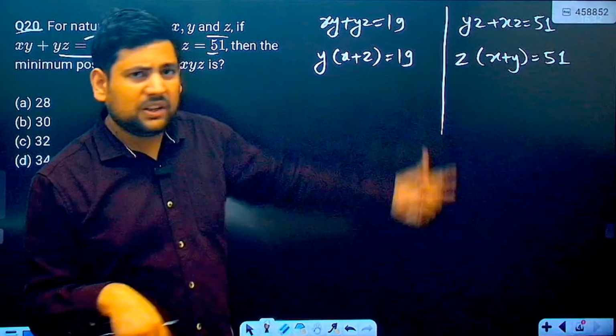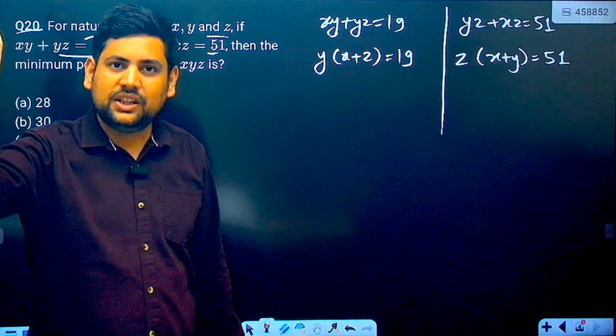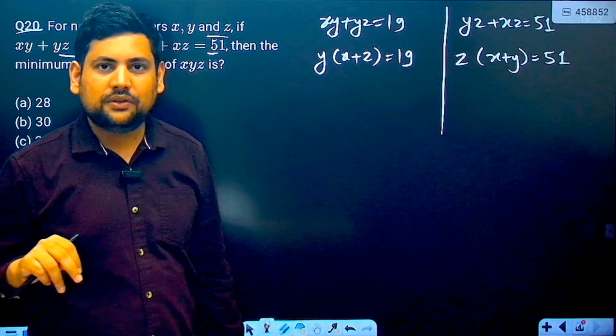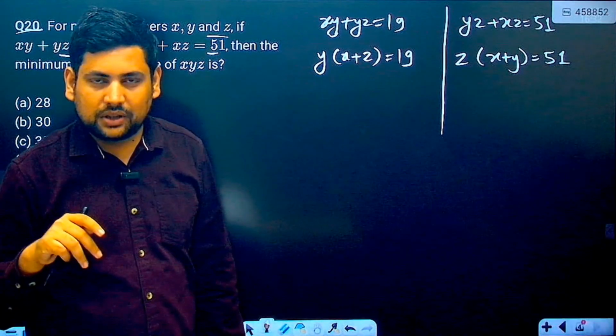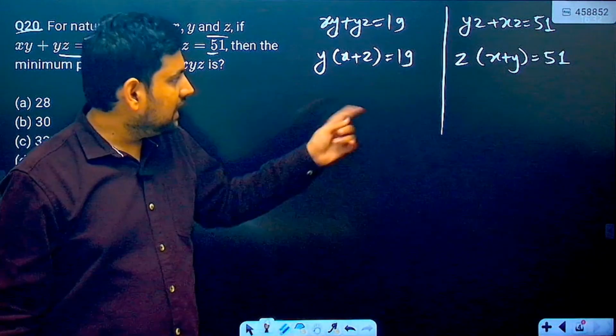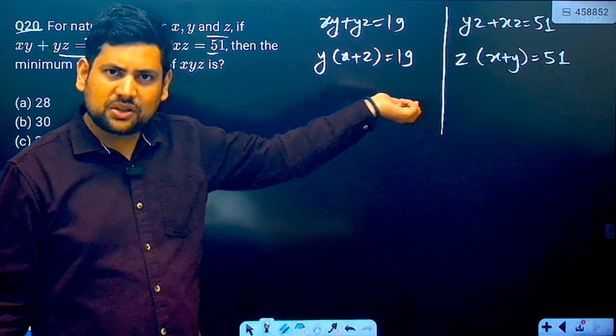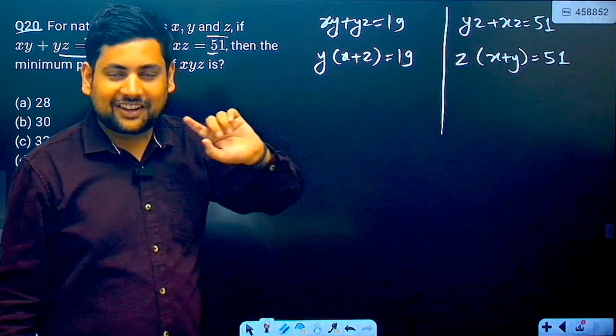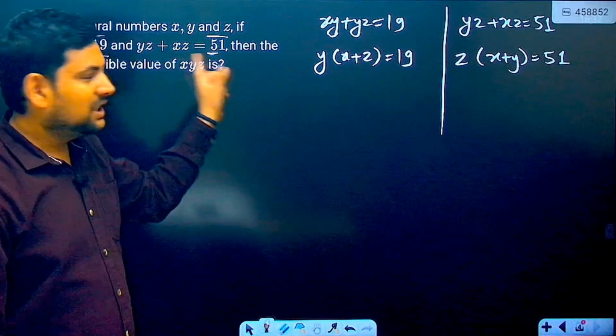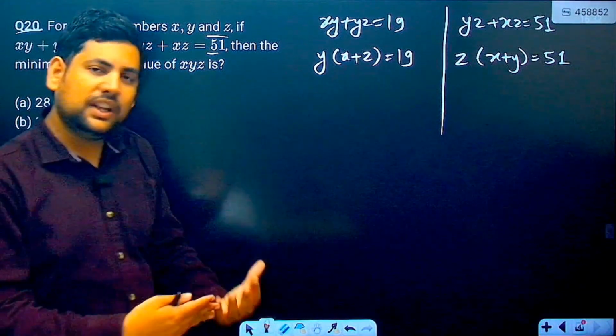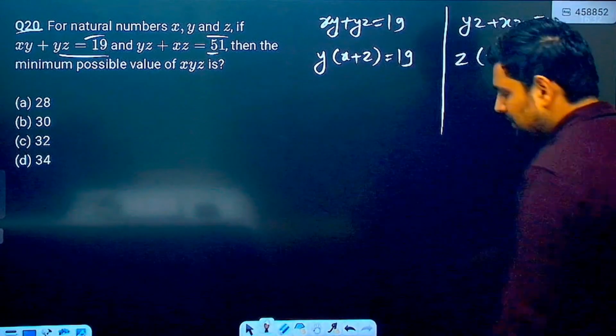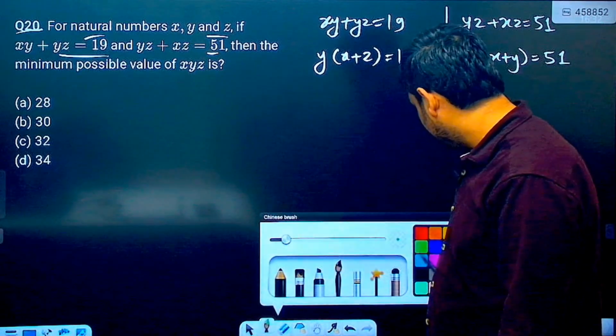If I had 144 here, then I will get so many possibilities, correct? 12 into 12 is also 144. 16 into 9 is also 144. So then I have to think a lot. But they usually give you prime numbers or just one more, some multiplication of two prime numbers. So it becomes very easy. Now, here also it becomes very easy. Let's try to solve this.